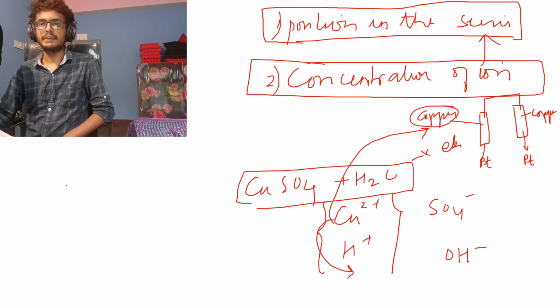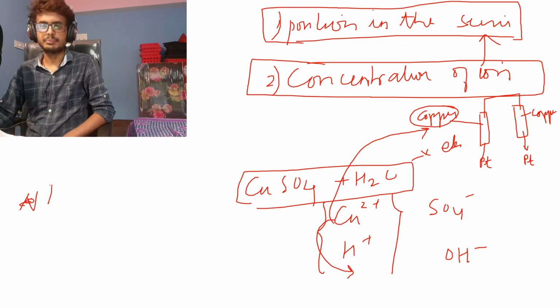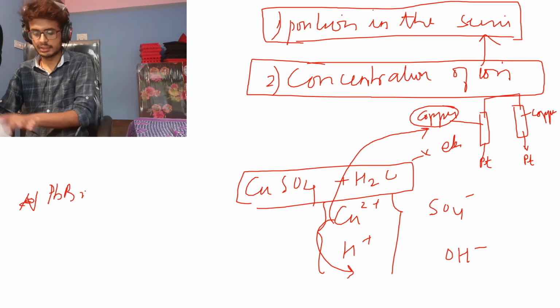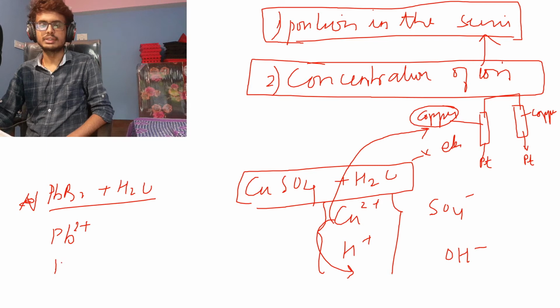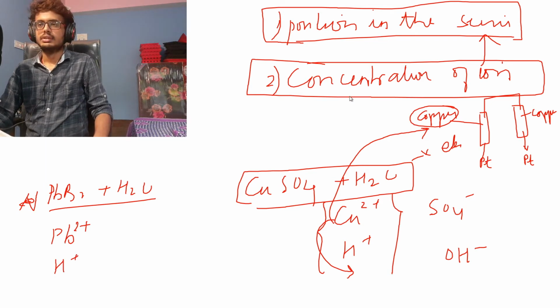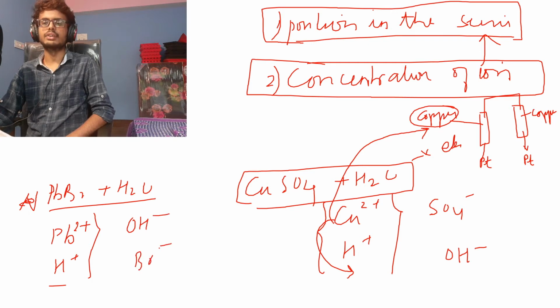Now, if I have a solution of lead bromide, PbBr, lead bromide and water. So I have a lead bromide solution. I have lead 2 plus ions and hydrogen ions as the positive ions, and as the negative ions, I have OH minus ions and Br negative ions, right?